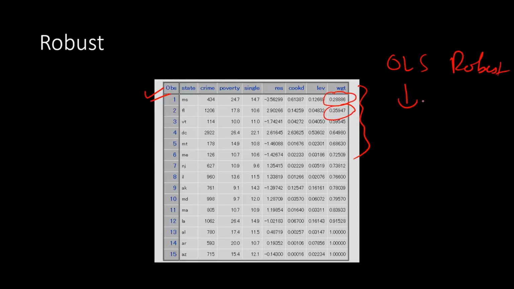So in OLS, your weight will be nothing but 1 divided by the number of observations, right? That is exactly the weight. Whereas in robust regression, it will vary a lot. You can see the weight given to the first observation is 0.28, but the next observation is 0.35, 0.59, and so on. It is different. And some observations have been given a weight of 1, which is the highest, right? Whereas in OLS, it is all uniform. The weight is exactly the same.